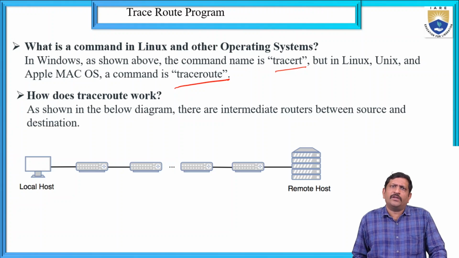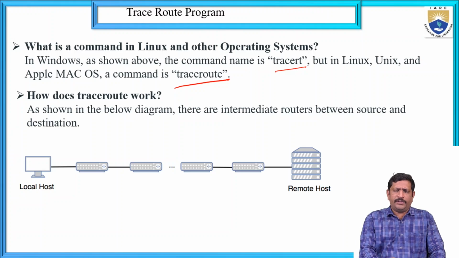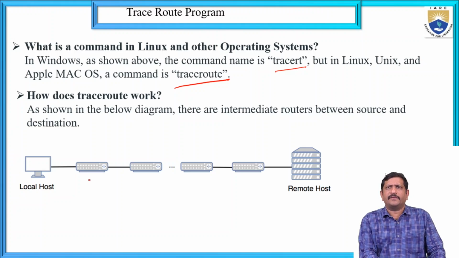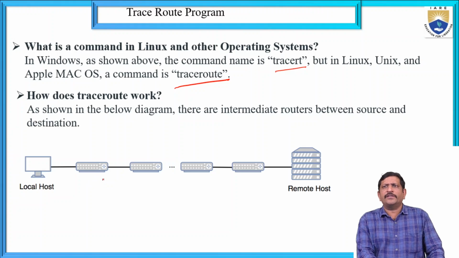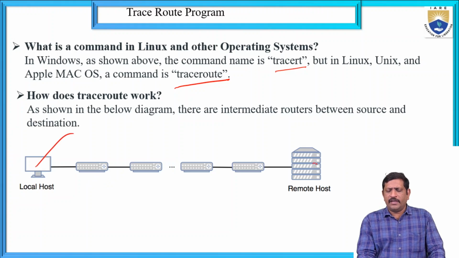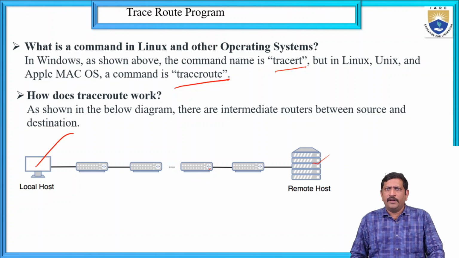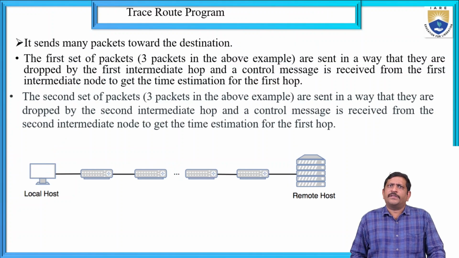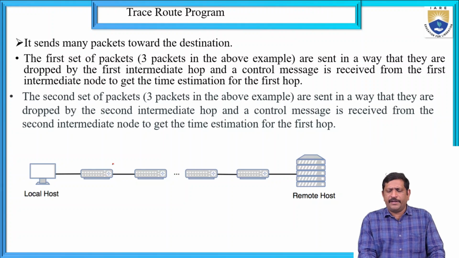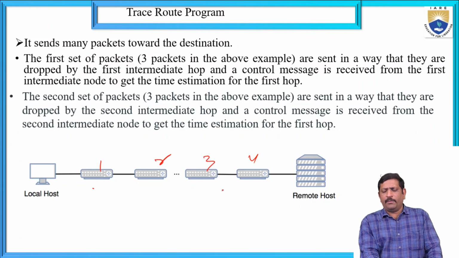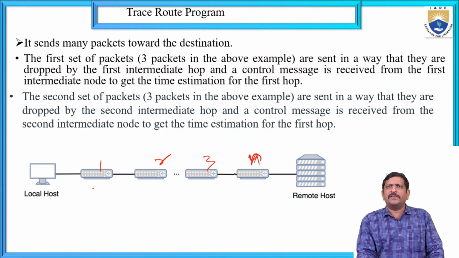How does traceroute work? In this diagram, there are intermediate routers between the source and the destination, the local host and the remote host. A number of packets can be transmitted between these two systems. It sends many packets towards the destination: packet 1, packet 2, packet 3, packet 4, up to packet n. N number of packets can be sent towards the destination.